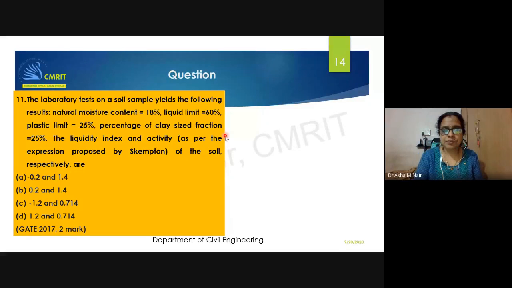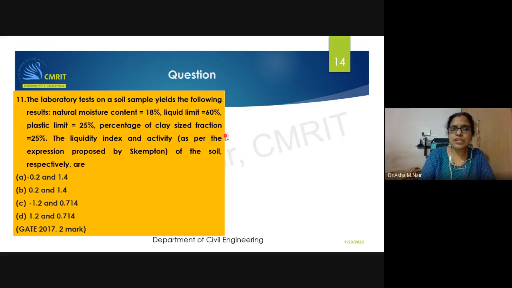So the next question. The laboratory test on a soil sample yields the following results. Natural water content is equal to 18%. Liquid limit is equal to 60%. Plastic limit is equal to 25%. Percentage of clay size fraction is equal to 25%. The liquidity index and activity as per the expression proposed by Skempton are.